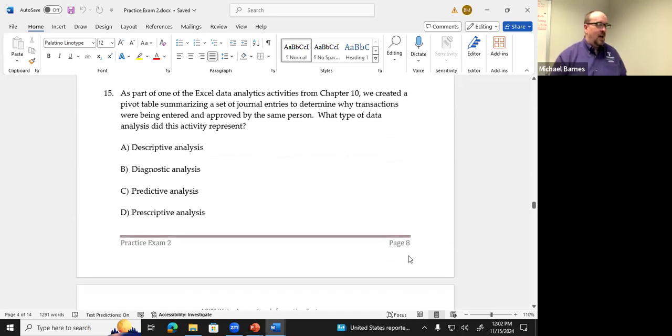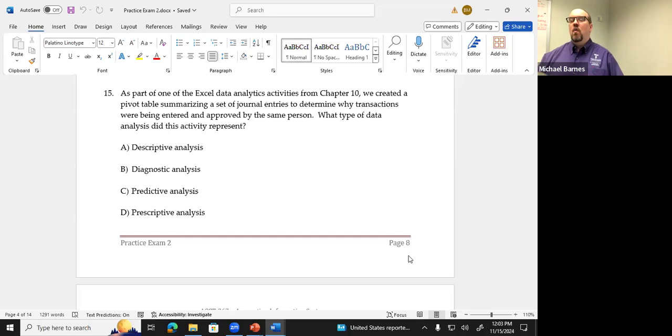All right, as part of one of the Excel data analytics from chapter 10, we created a pivot table summarizing a set of journal entries to determine why transactions are being entered and approved by the same person. All right, so let's think about what was going on there. That was actually one of our earlier ones. So what was happening is that we identified that somebody was creating the same transaction and also approving that transaction, which shouldn't happen. That's segregation of duties. And we didn't really go into detail, but the original point of it was to be able to determine why this was happening.